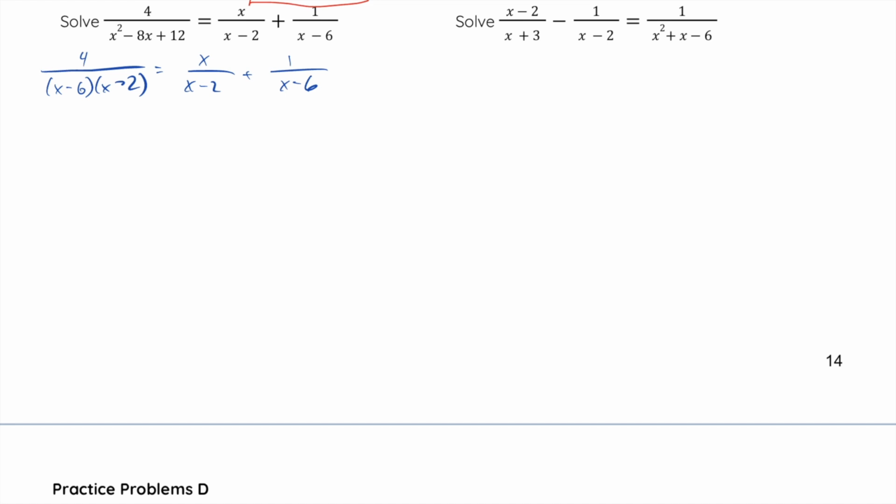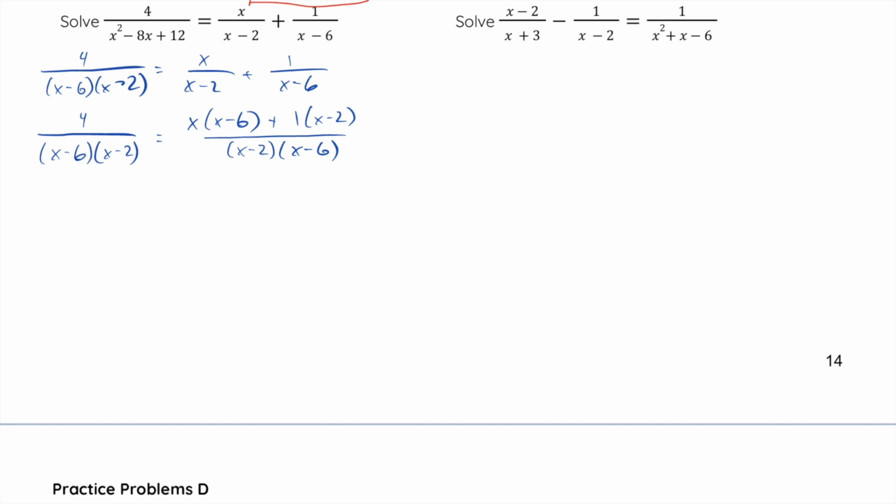x minus 6, and I can make the right side of this equation have a common denominator and combine those together. So I have the 4 here, x minus 6 times x minus 2 equal to, and the first term I'm going to have to multiply by x minus 6, and the second term I'm going to have to multiply by x minus 2, but they will now have a common denominator of x minus 2, x minus 6. And similar to the previous example, we see they both have the same denominator.